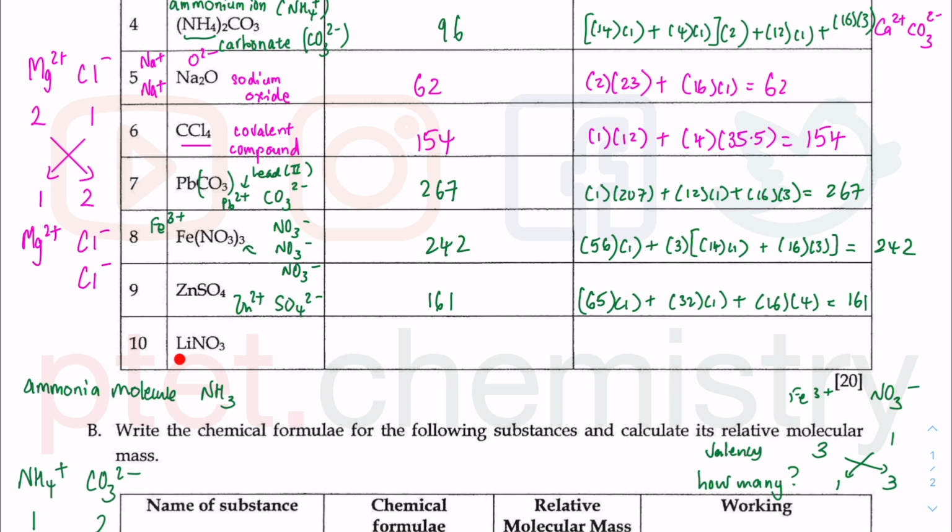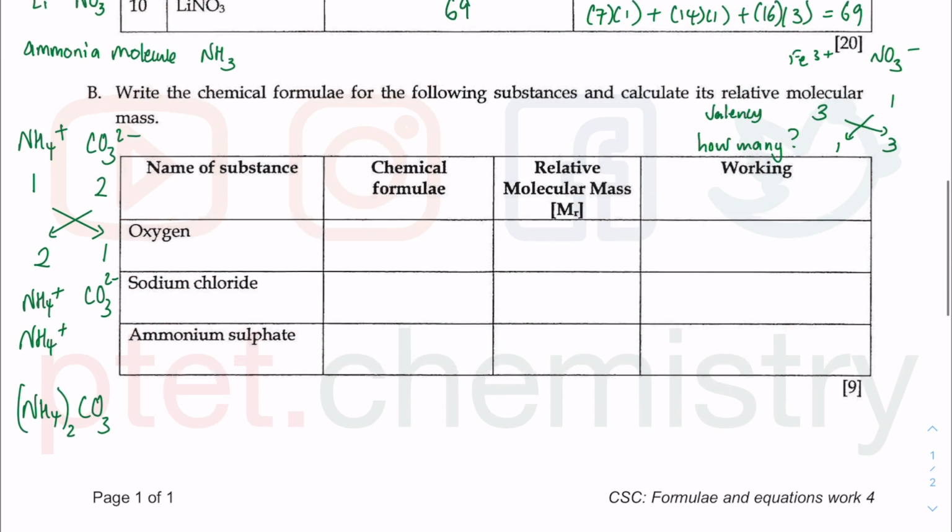This next one is called lithium nitrate. Lithium is a group 1 metal. Group 1 metal loses 1 valence electron to get to a fully filled outer shell, and you get NO3 minus, which is the nitrate ion. So lithium has a mass of 7, 1 lithium, and then 1 nitrogen, which is 14, and then 3 oxygen, which is 16 each, so 16 times 3 there. So I get 69. So that's it for that question part A.